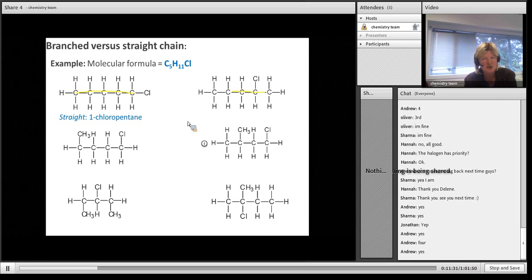It's one continuous chain of carbons, so that would be 2-chloropentane. The next one is also a straight chain. Although it looks as though this methyl group is a side chain, it's actually part of this long chain, so this is also a straight chain. Does anybody want to say what the next one will be? Straight or branched? And as I say, we're looking at the carbons, we're not looking at anything like the chlorines. Nobody want to have a go?